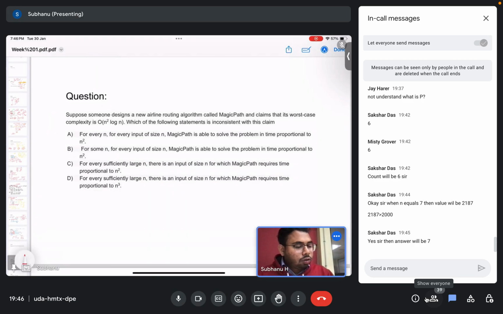So this is the next question. Suppose someone designs a new airline routing algorithm called Magic Path. I think the professor in the first class was talking about this, and claims that its worst case time complexity is order of n square log n. Which of the following statements is inconsistent with this claim?